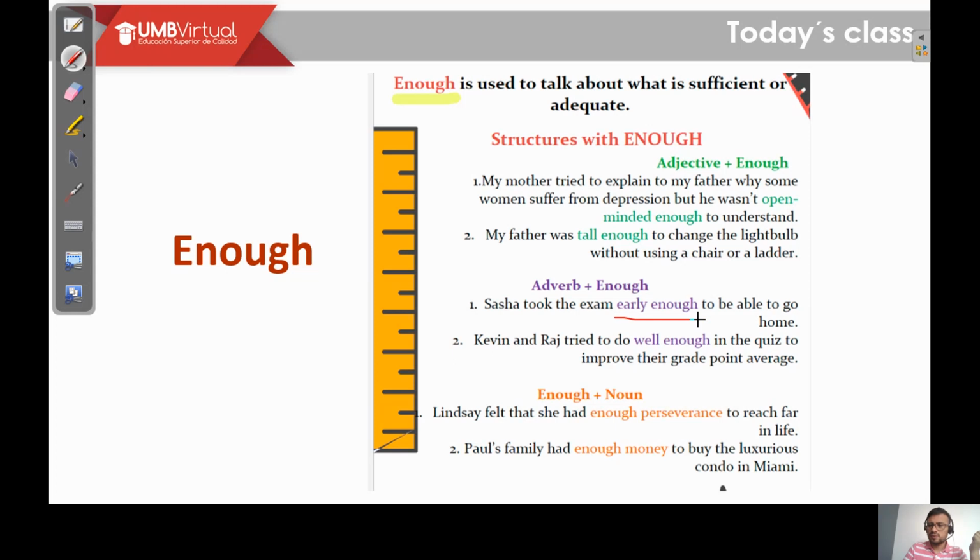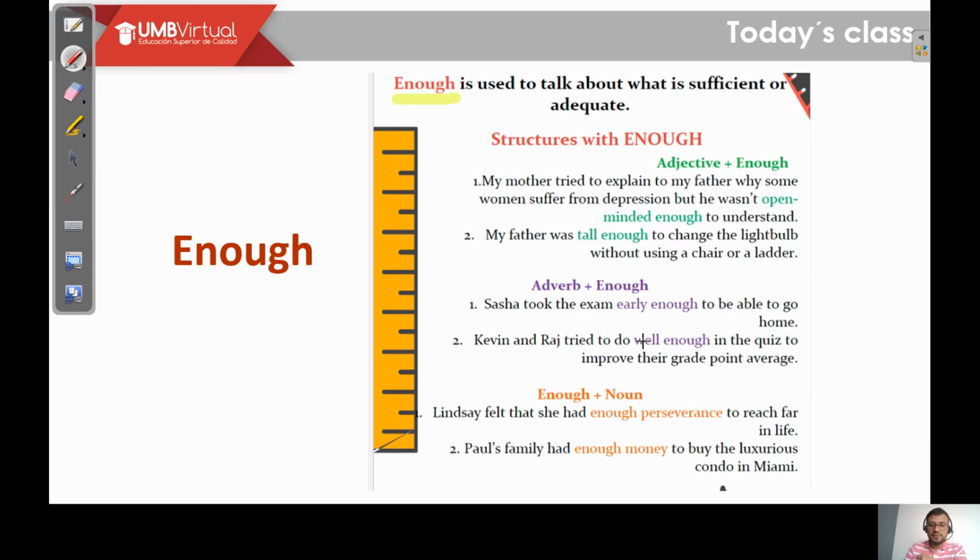Yeah, we have adverb plus enough. In this case, we are modifying not the noun, but the verb. Sasha took the exam early enough. So this early enough is modifying exactly the verb took. It's not took whenever, like at midnight or something. No, early enough, with enough time for her to be able to go home.